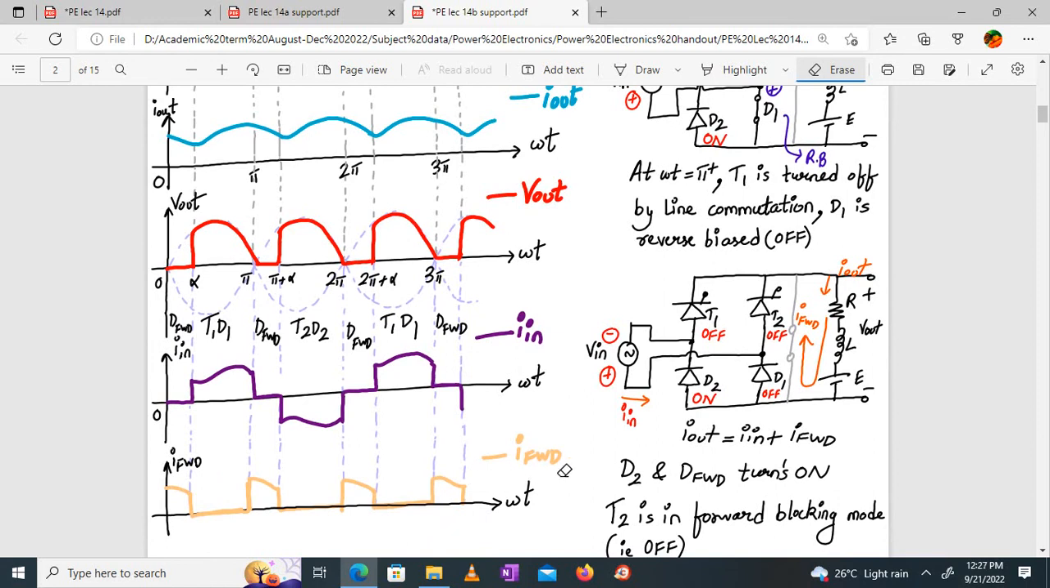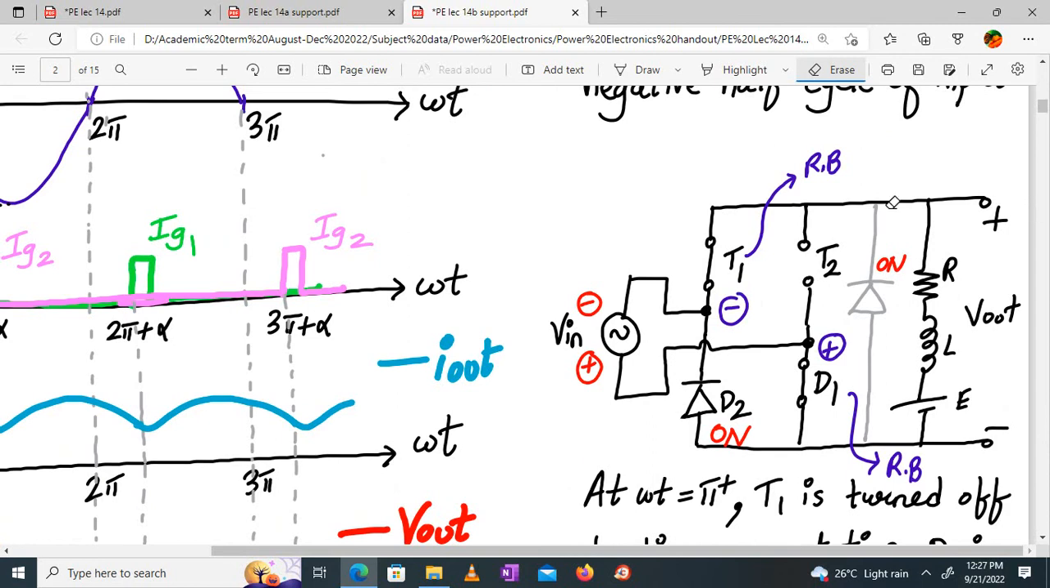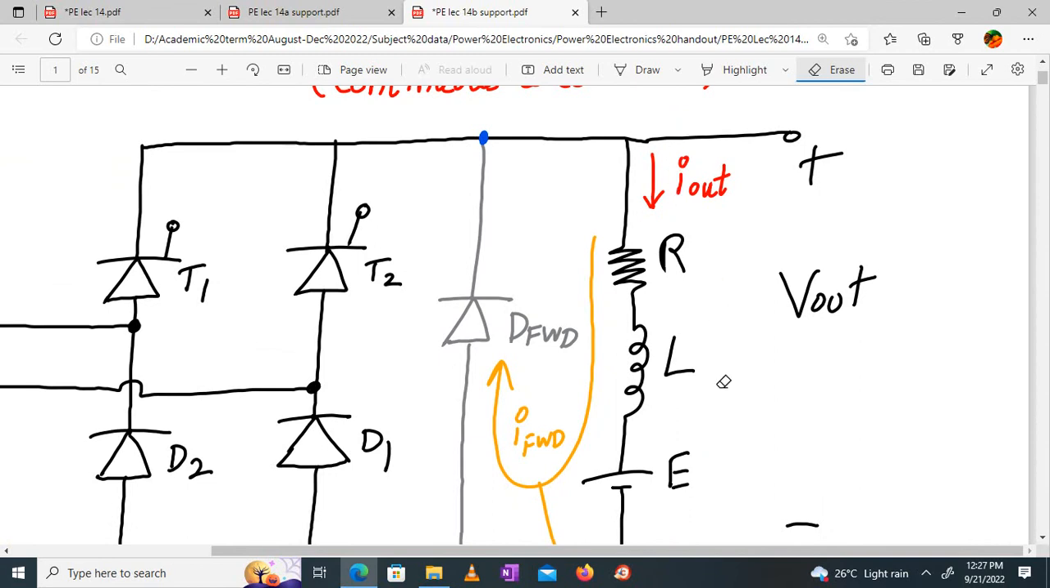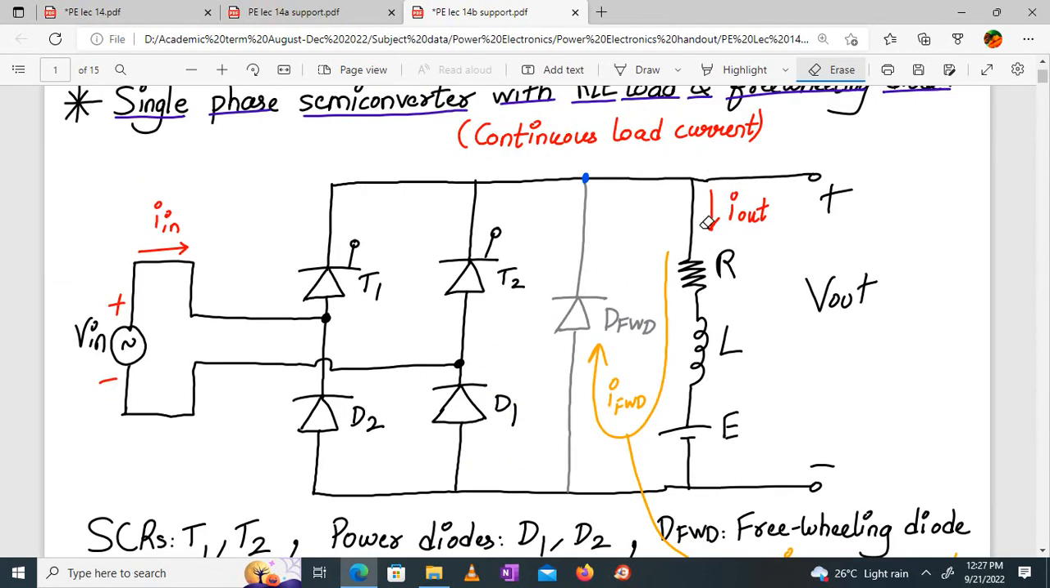When it is a negative half cycle, I in current will be negative, but the freewheeling diode current will be positive. Why? Because load current will always flow from C to D. If this is C, this is D, load current will be unidirectional. It will not change. Why is it unidirectional? Because SCRs are unidirectional. They do not allow the current to flow in the reverse direction, like a diode. So current will always be positive. If current is always positive, it means IFWD will always flow like this. So IFWD will always be positive. That's why it is positive over here.